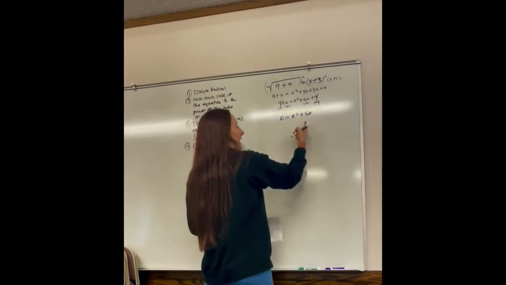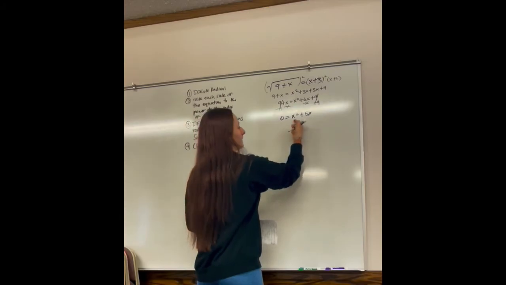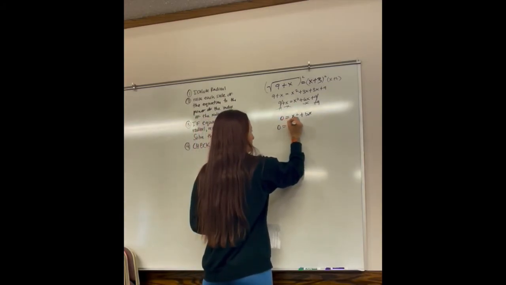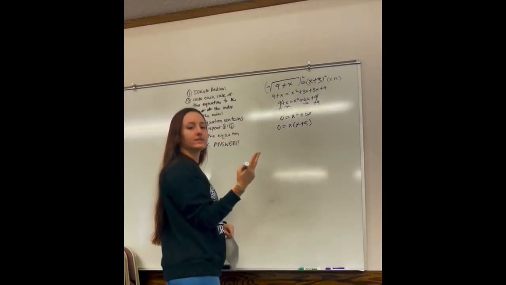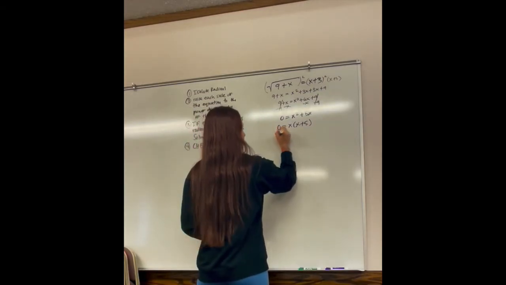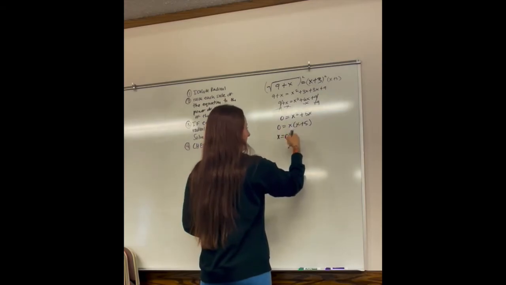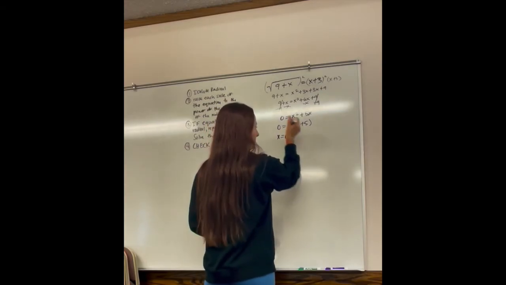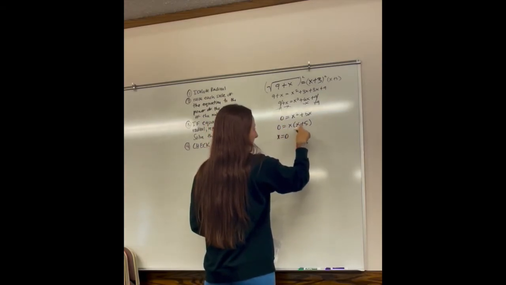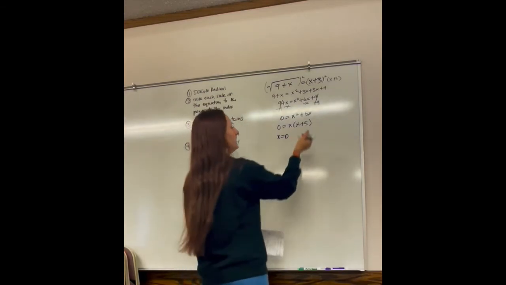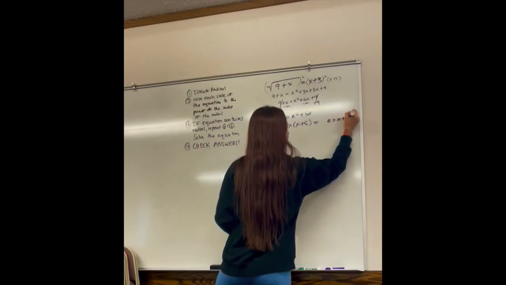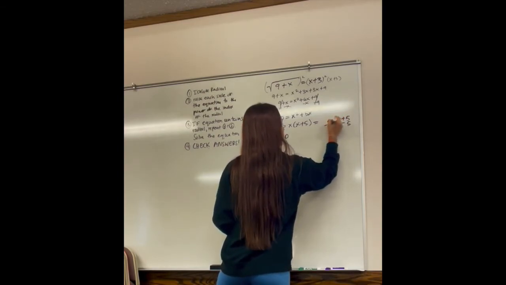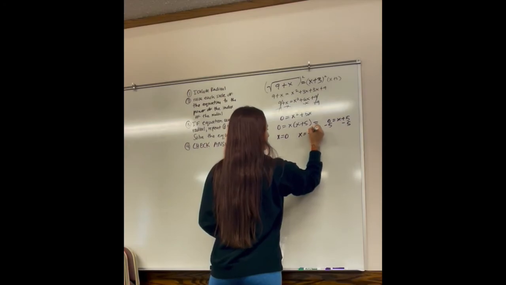Now that I've gotten the x's on one side, now I can factor out an x. So 0 is equal to x times x plus 5. This is going to give us two answers. So x is equal to 0, and then 0 is going to equal x plus 5, but we have to get that alone. So we have 0 is equal to x plus 5, and then I minus 5. So x is equal to also negative 5.